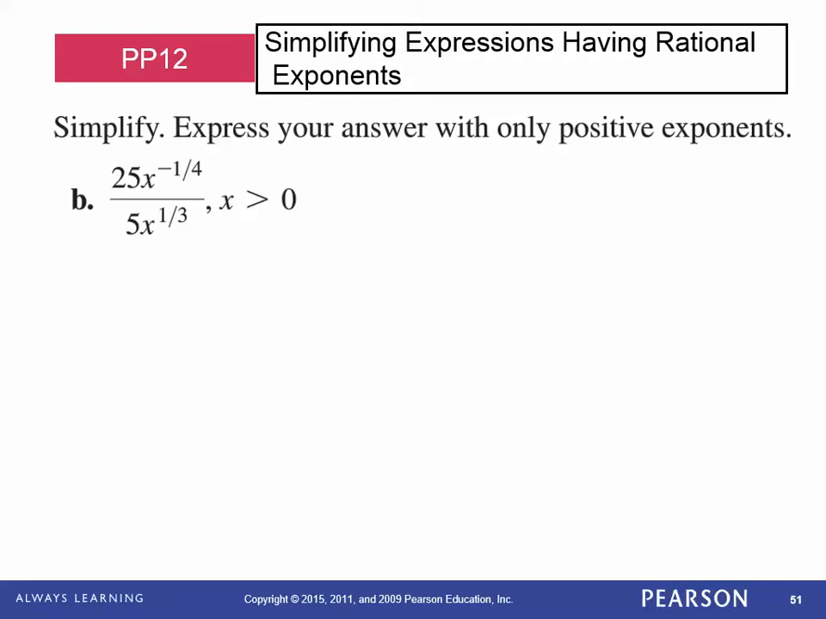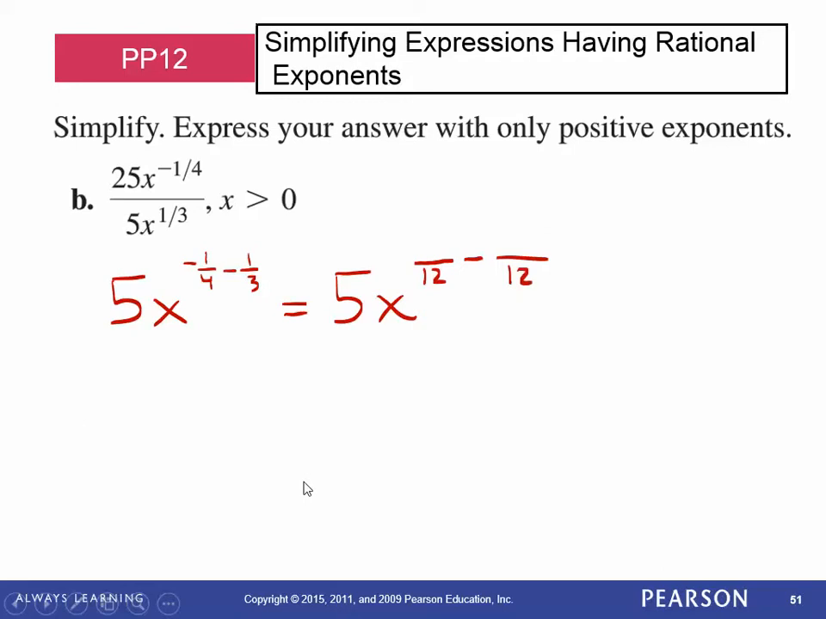All right, with this one here, first of all, the coefficients themselves, 5 divided by 5 is just a 5. And I have x over here, and I'm dividing the bases, therefore I'm going to be subtracting the exponents. So negative 1/4 subtract 1/3, common denominator would be a 12. So how about a negative 3/12 subtract 4/12? Or what we can do is just add the opposite. And how about 5x to the negative 7/12?